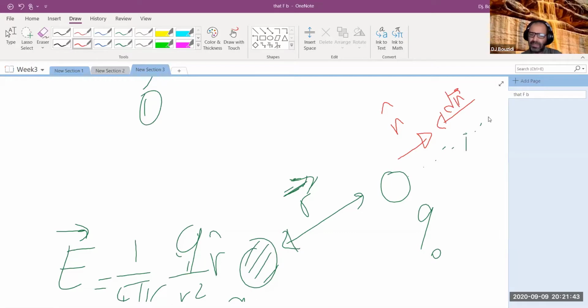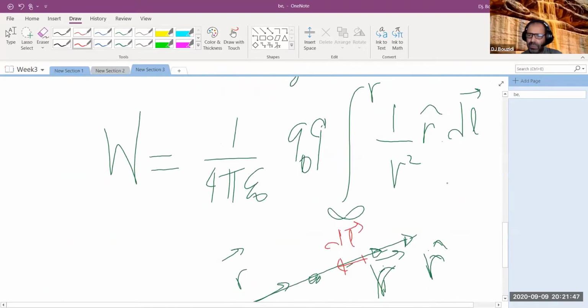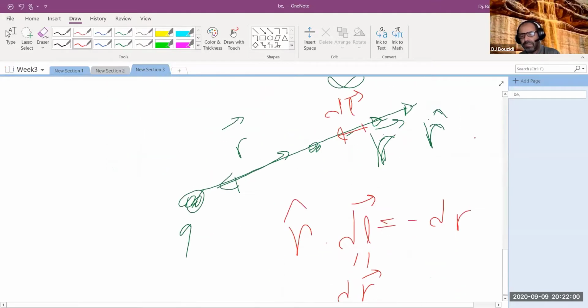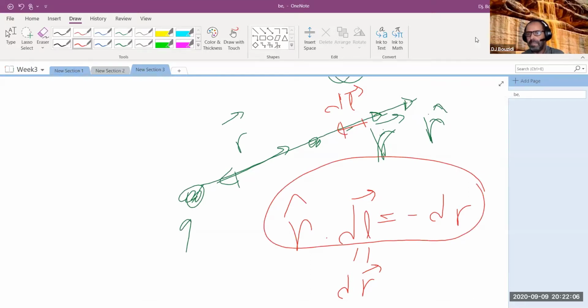Does this make sense? So I have to be careful with this dot product in here, because r hat is a unit vector, so its length is 1. The length of dl is actually the displacement in the radial direction, which is dr, and they make an angle of 180 degrees between them, so it's a cosine of 180 degrees, which is -1. Does it make sense that this dot product resolves to this number? Yes?